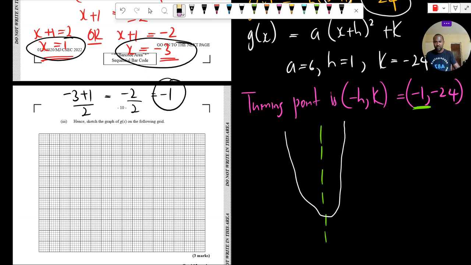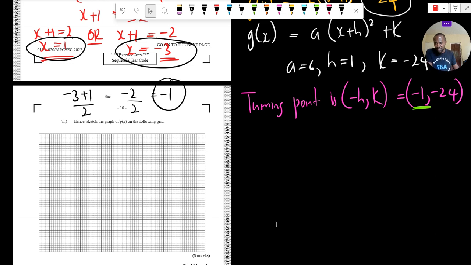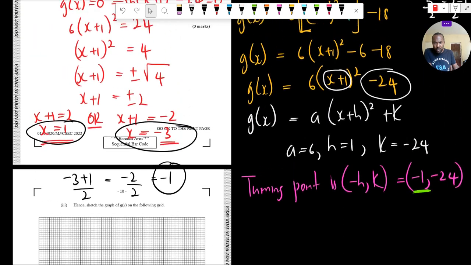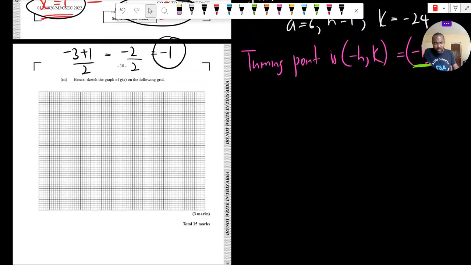All right. So having said that, let's see what the next part of the question asks us. They tell us to sketch the graph of g(x) on the following grid. Now, when it comes to sketching the graph of a quadratic, we need a few things. Let's jot them down. We need, one, to know the nature of the quadratic. What exactly does this mean?